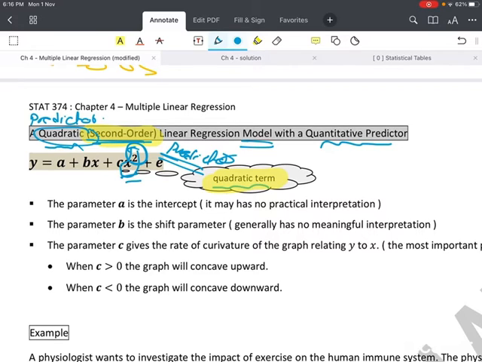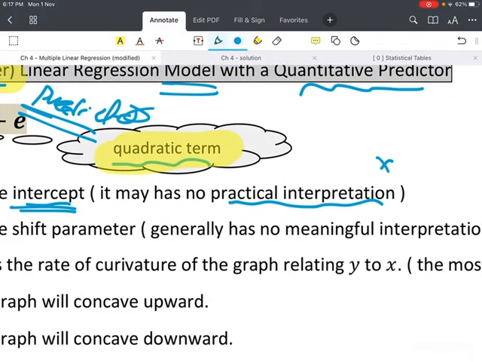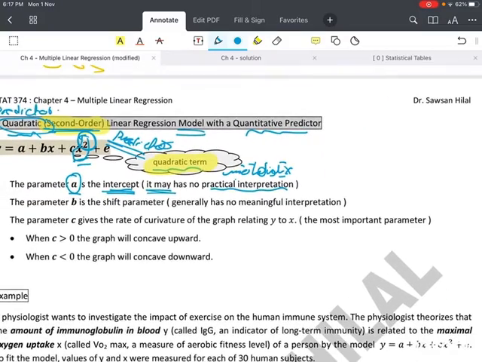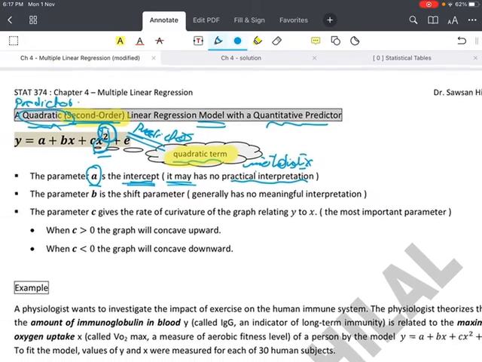Then the parameter A will be the intercept. It may have no practical interpretation. What does that mean? A is the intercept and it will not change, but it may have no practical interpretation. It's possible not to have an explanation or interpretation.